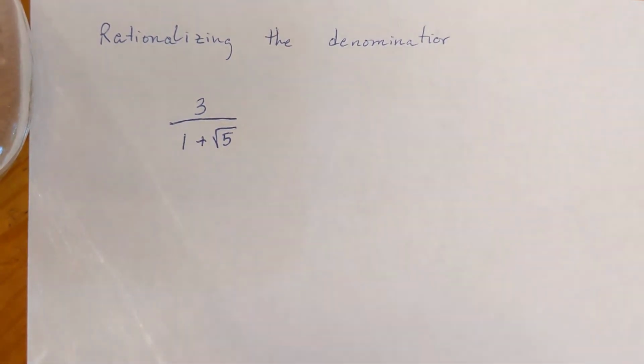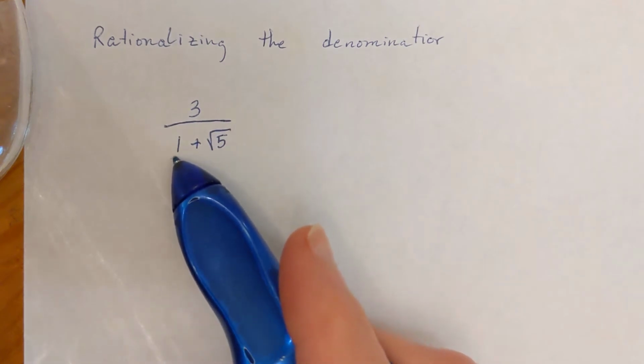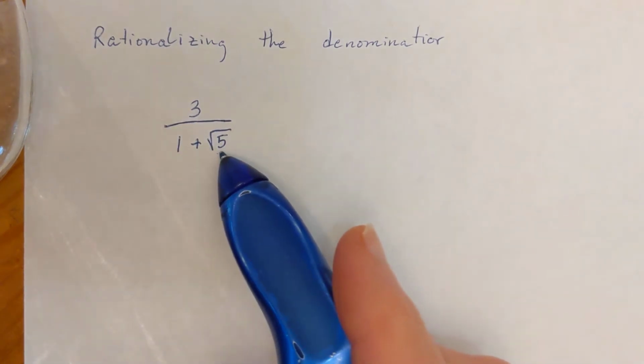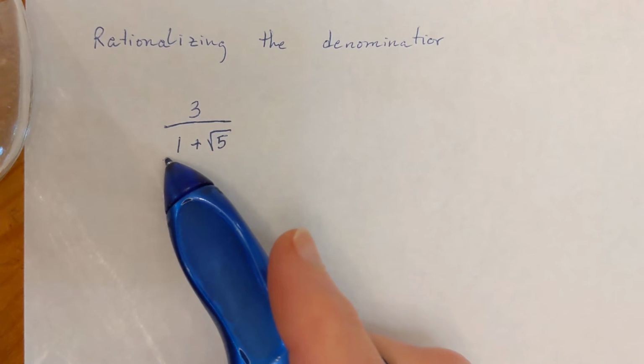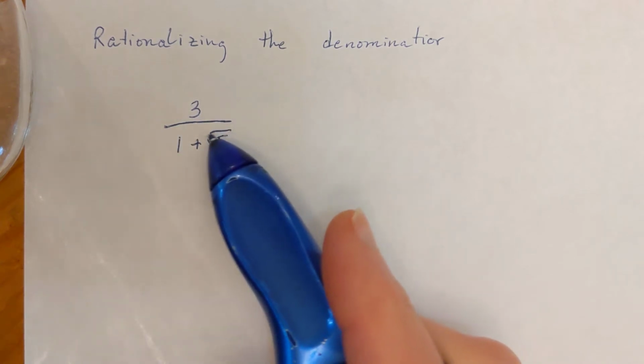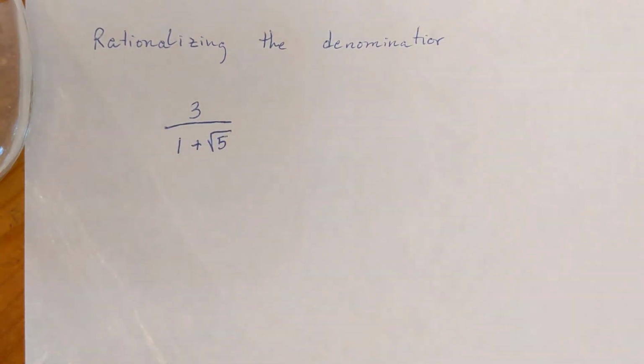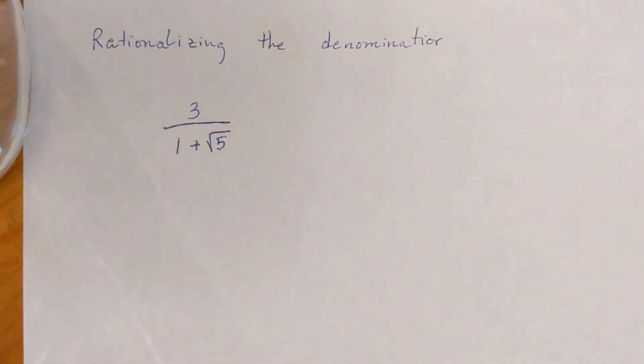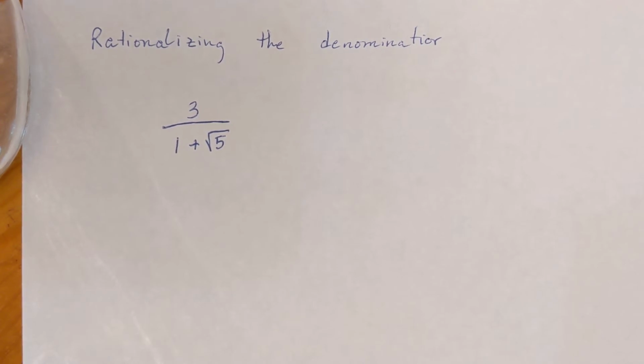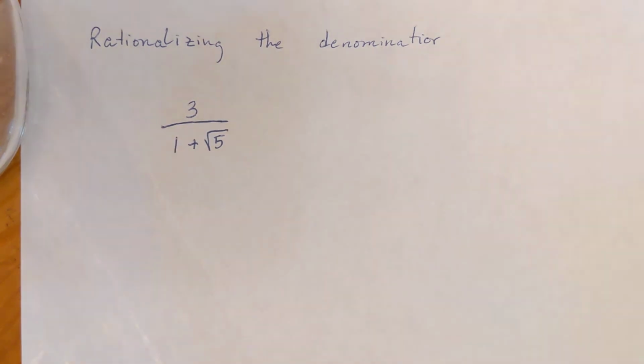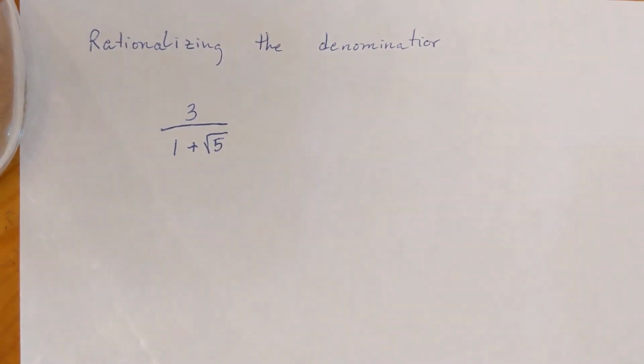To rationalize the denominator, when I have a number plus a radical, an integer plus a radical here in my denominator, it helps if I remember that I can multiply it by something that's going to eliminate those middle terms when I expand things out, so that all I have is integers.